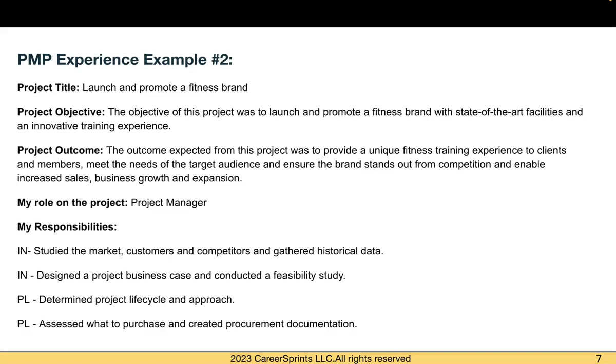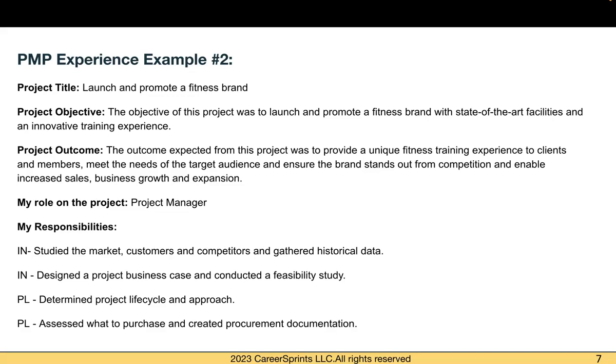Let's look at another example. This is a more straightforward example. It's just about promoting a fitness brand. But from my memory, I remember that when I wrote this application, this was predominantly about a self-employed person trying to get their application through. So the objective of this project was to launch and promote a fitness brand with state-of-the-art facilities and an innovative training experience. So that's the objective.